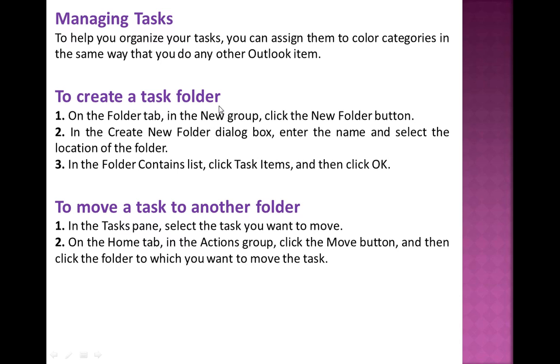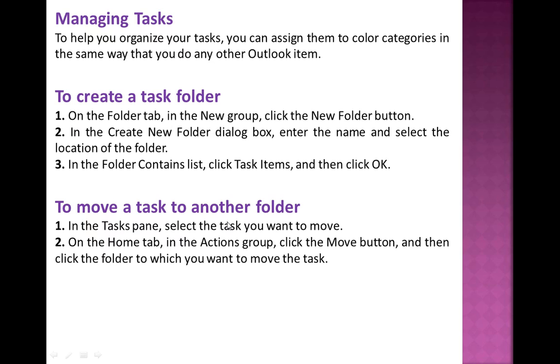How to create a task folder? Go to the folders tab. In the new group, click the new folder button. In the create new folder dialog box, enter the name and select the location of the folder. In the folder contains task list, click the task item and then click on the OK button. This is how we can create the task folder.